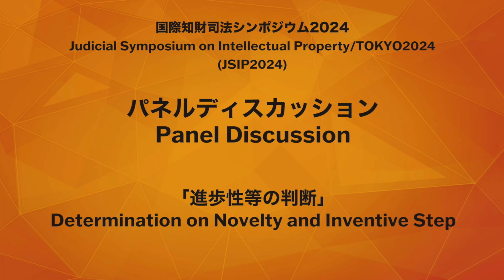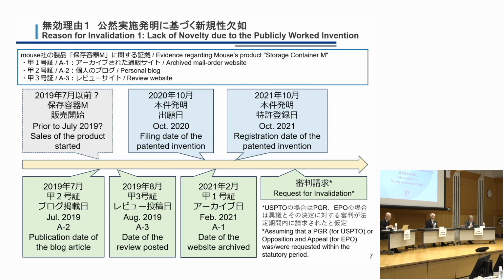Okay, so we will now start to discuss the topic of determination of novelty and inventive step. The first question is regarding reason 1 for invalidation in the hypothetical case. The hypothetical case is basically the same as the case used in the earlier mock oral proceedings. So I will explain only the point for reason 1 for invalidation. For details of the hypothetical case, please refer to the case explanation of mock oral proceedings.